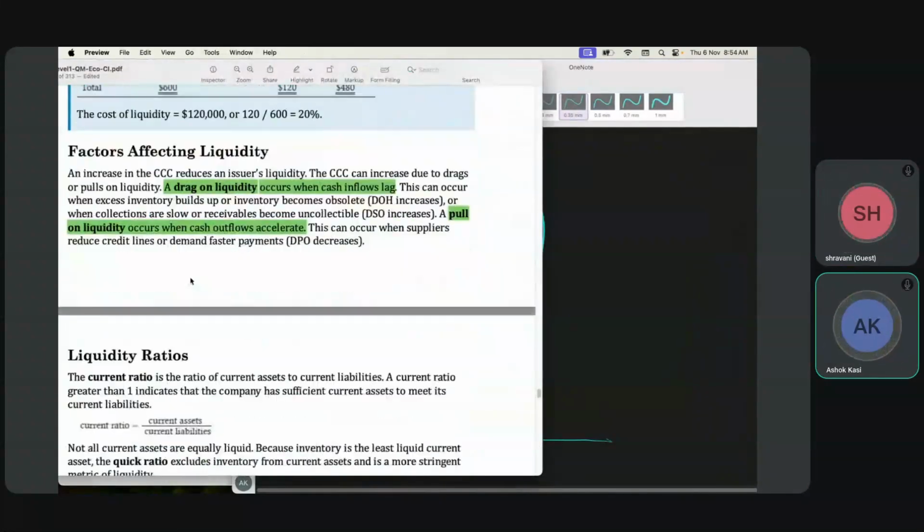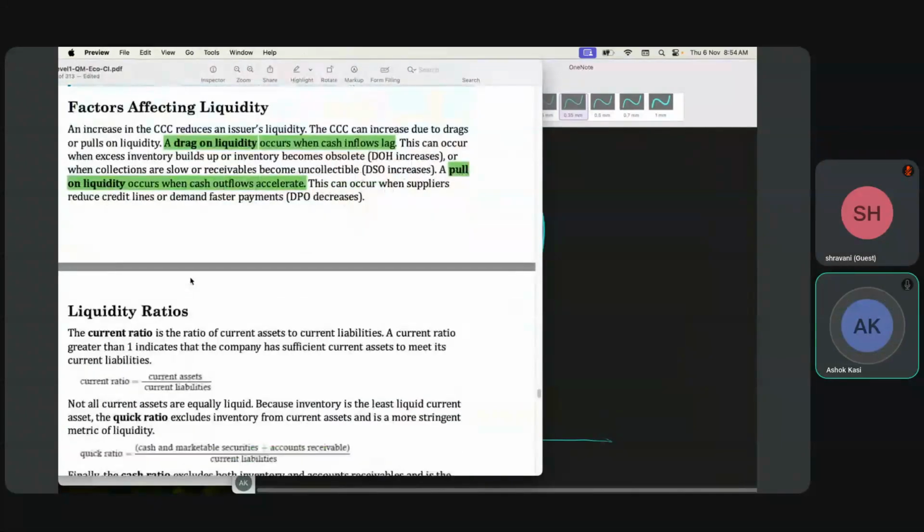Okay. Now factors affecting liquidity. These are some theories. Drag on liquidity and pull on liquidity. Drag on liquidity occurs when cash inflows lag. That means others are not paying you on time. Your debtors are not paying you on time. This can occur when excess inventory builds up. That is also possible. Or when inventory becomes obsolete, so over inventory. Or when collections are slow. So money is locked up here. This is drag on liquidity.